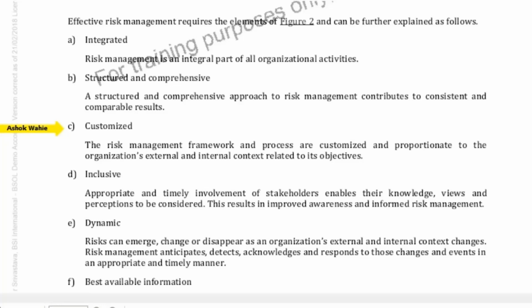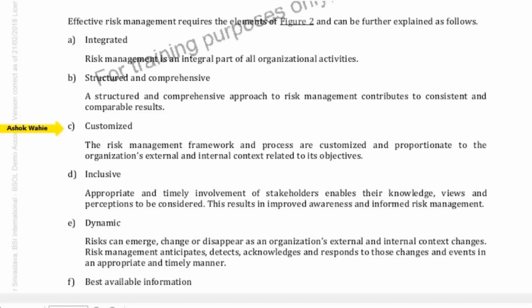So we have to apply this principle of customization to the risk management framework. When we establish the risk management framework, we must customize it in the context of achieving your strategic objectives. The internal issues, external issues, legal requirements, regulatory requirements, and expectations of your interested parties are going to be different for organization A compared to organization B, compared to organization C. So you need to customize the risk management framework.